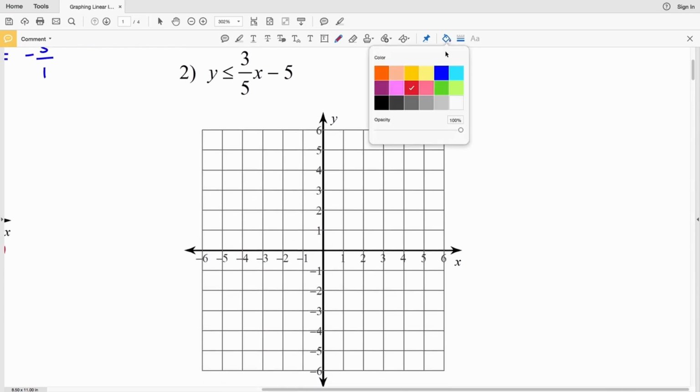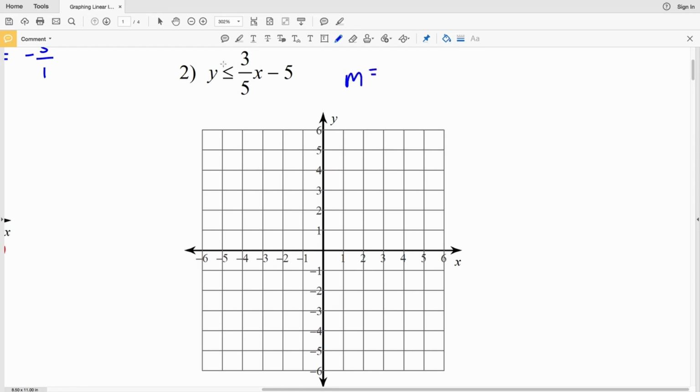Again, it's in the form of y equals mx plus b, except for the fact that it's an inequality. So we know our slope for this line is 3/5, and our y-intercept is at negative 5. So 0, negative 5 is one of the points, and then rise over run. We're going to go up 3 and over to the right 5. So 1, 2, 3 up, 5 over to the right. So that's at the point 5, negative 2.